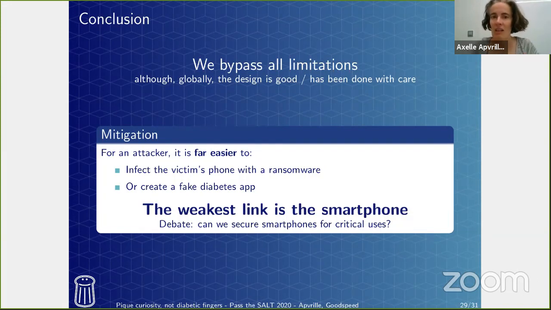And so in that case, as the sensor isn't that badly designed and implemented, the weakest link is not the sensor, but the smartphone. So that's just something we wanted to point out here: you've got to secure your smartphones, because if you're using them for medical use, it's going to be so simple, unfortunately, to get your phone infected with a ransomware or with a fake diabetes application. And there are really quite lots of them. It's not just one or two. So really take care of your phone if that is the case.